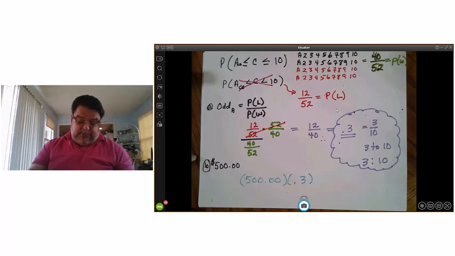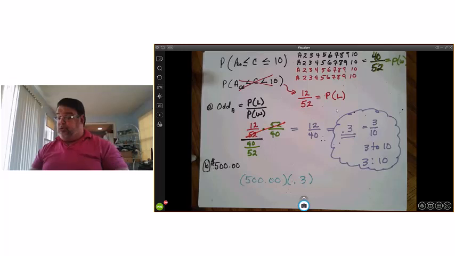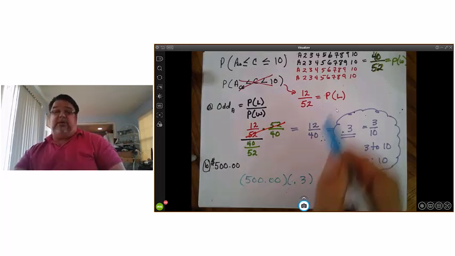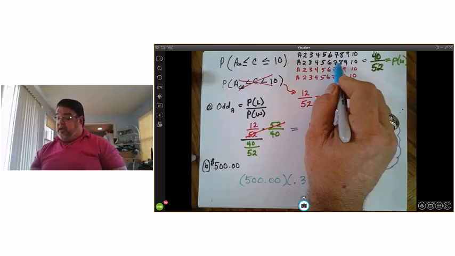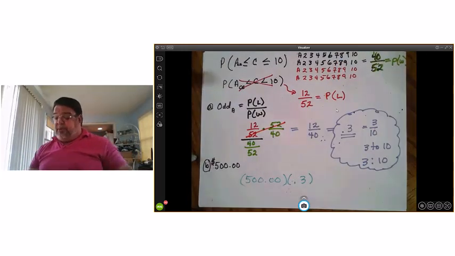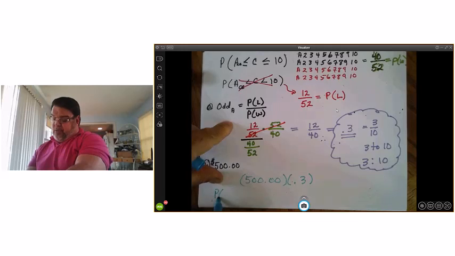500 times 0.3. 500 times 3 divided by 10. I guess that is right. You lose money, basically. I might have made this too big. But the whole point is, the probability is high. So you write down the probability is high. The probability of winning is high.